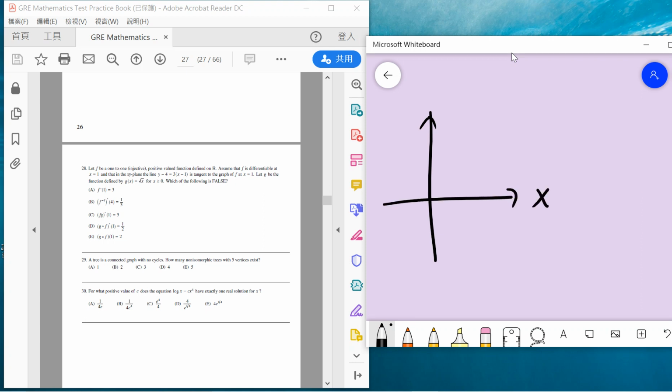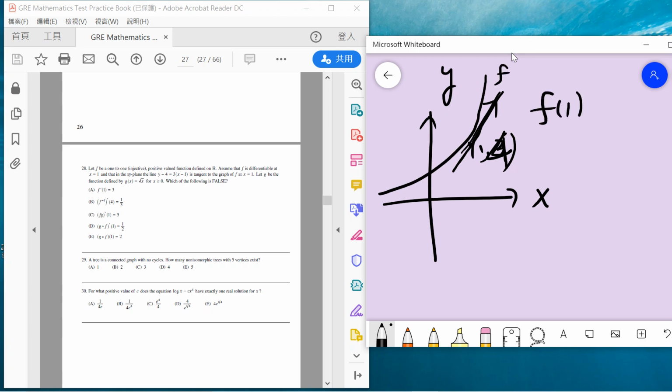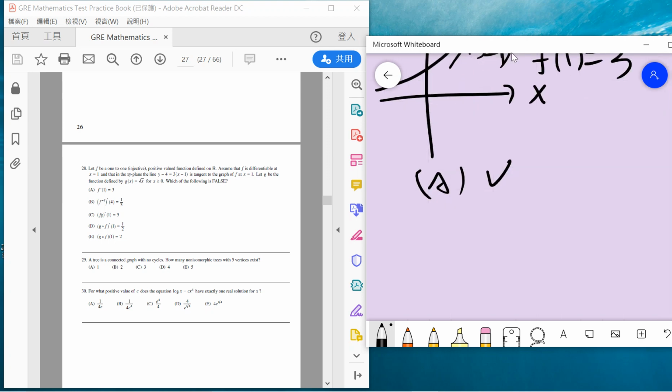So on the xy plane, the function passes through the point (1, 4) and the tangent has slope 3. So this is f. What we know is f of 1 equals 4, f prime of 1 equals 3. And which one following is false? So A, correct. How about B?